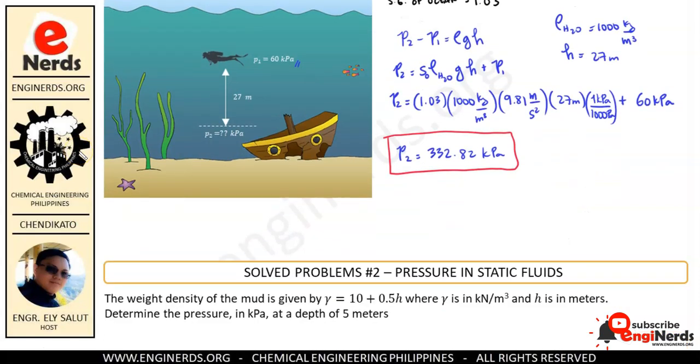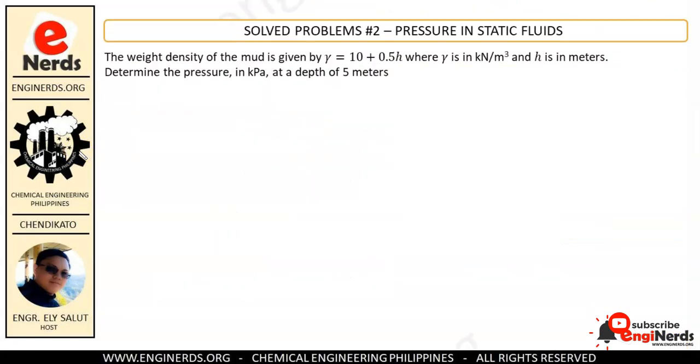Okay, so punta na tayo sa ating last problem for today, no? Okay, so the weight density of the mud is given by the equation gamma is equal to 10 plus 0.5 H, where gamma is in kilonewton per cubic meter and H is in meters. Determine the pressure in kilopascal at a depth of 5 meters.